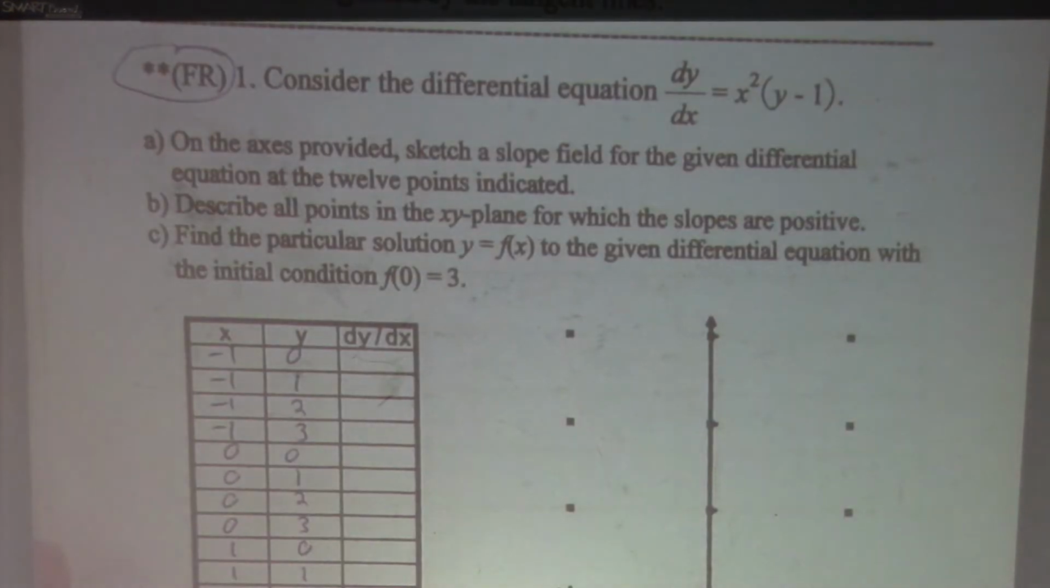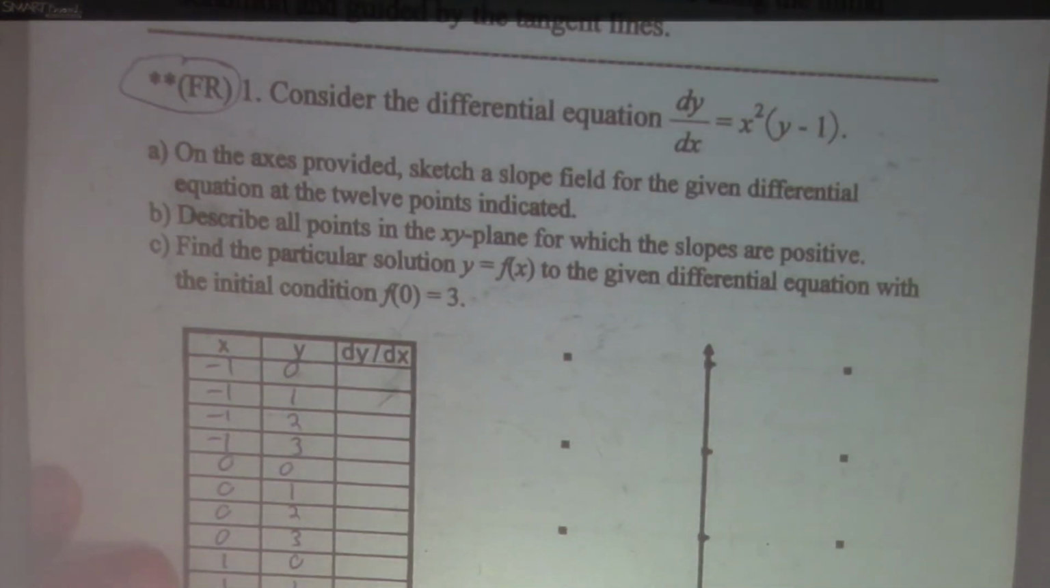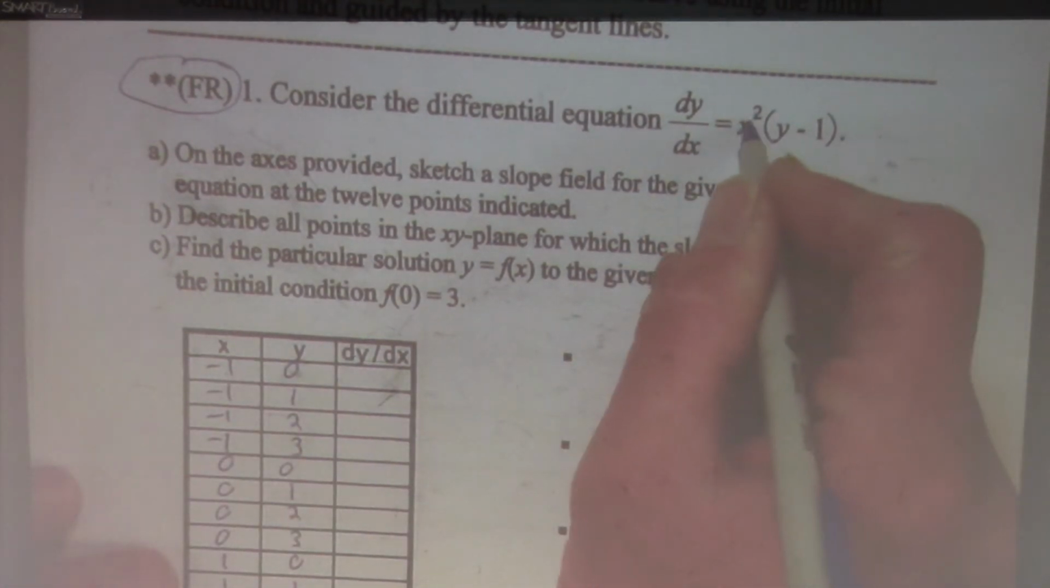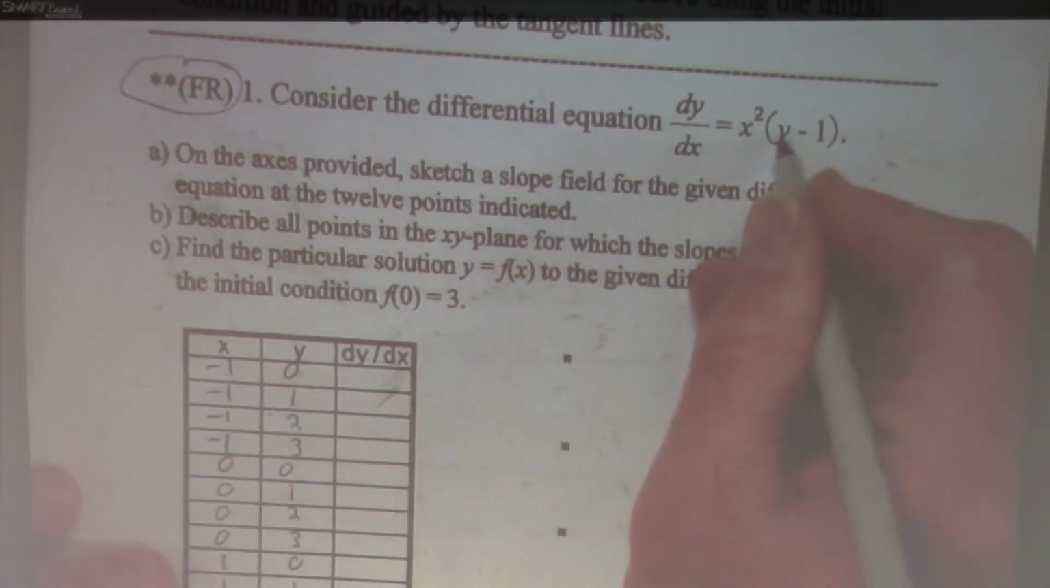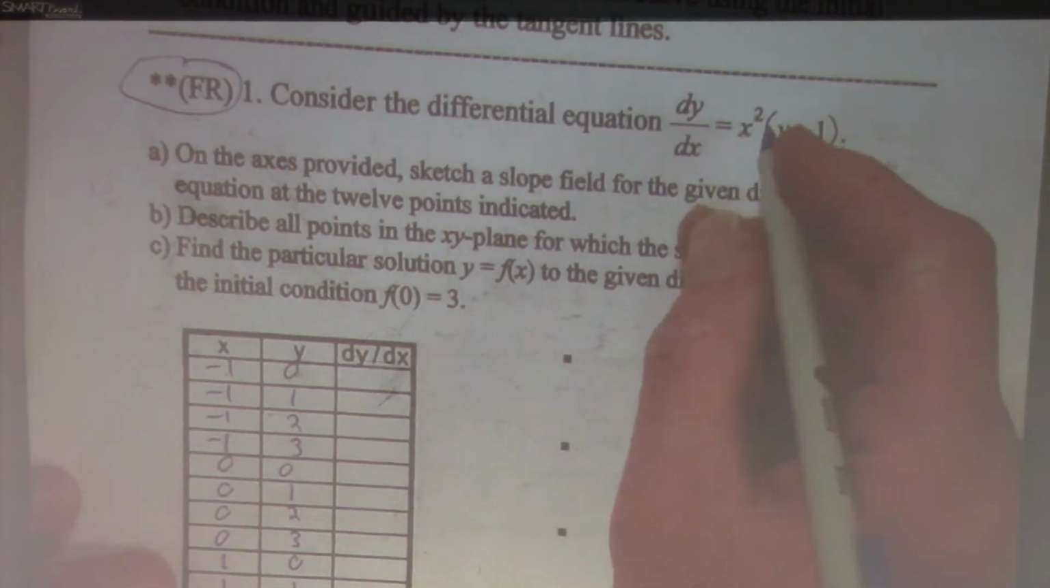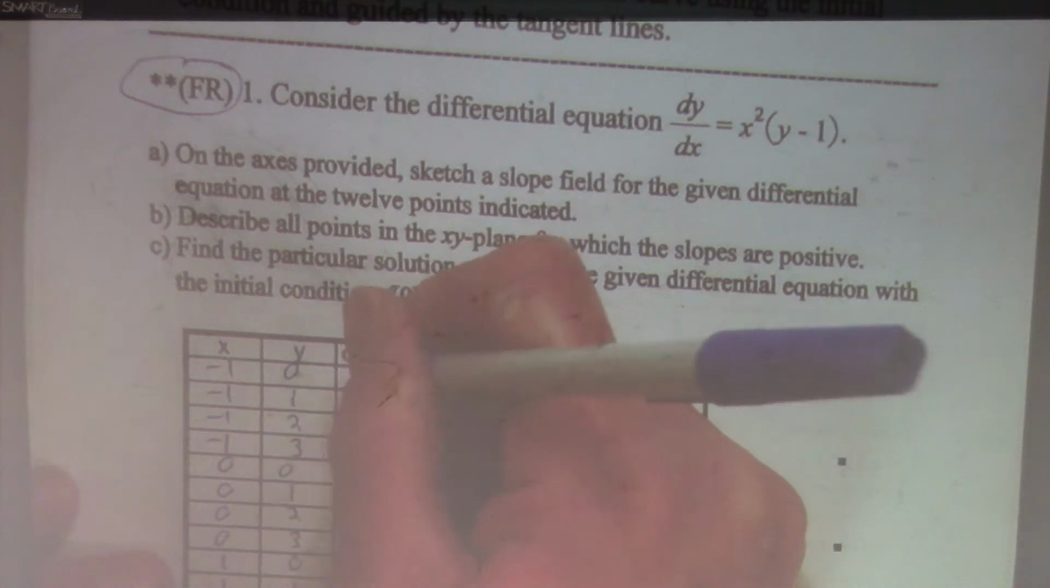Now, we're just going to play a bunch of input-output games here. Okay? When I put in a -1 for x, I'm going to get +1 because we're squaring. And then 0 minus 1 is -1. I have 1 times -1. I have a dy/dx value of -1.